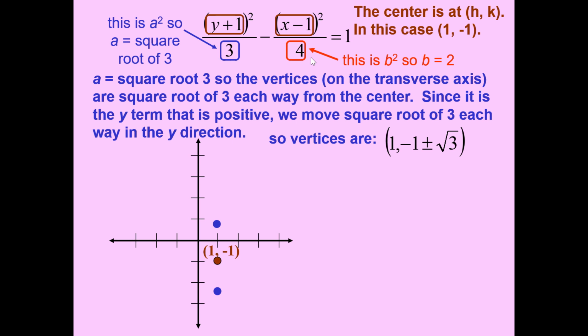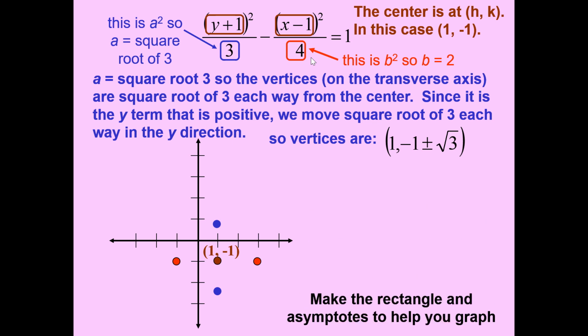So starting from the center, we can count over 2 to the left and to the right. So we have those four points there. We can make a rectangle and draw asymptotes. So we do that. Since we know it's going to be spread out over the y-axis, we have our vertices there.